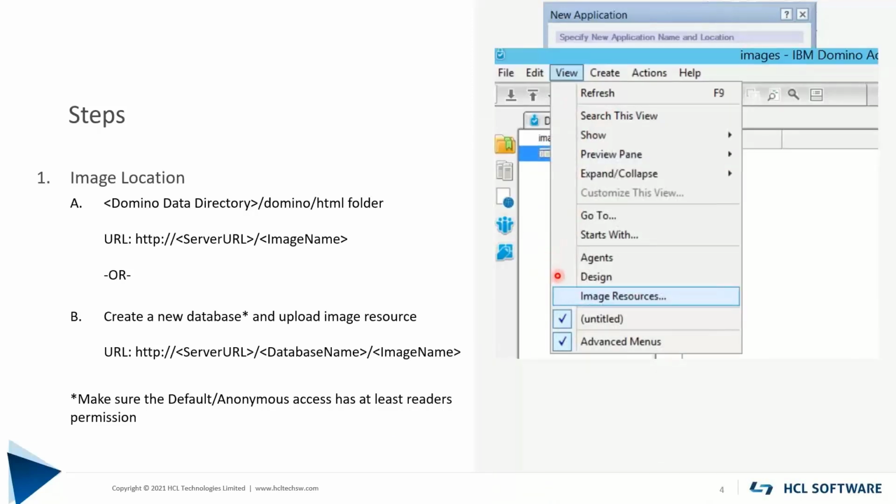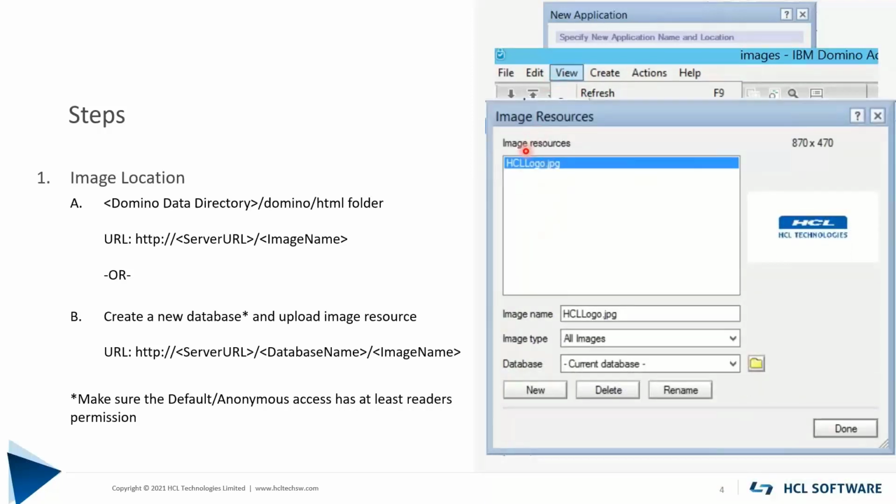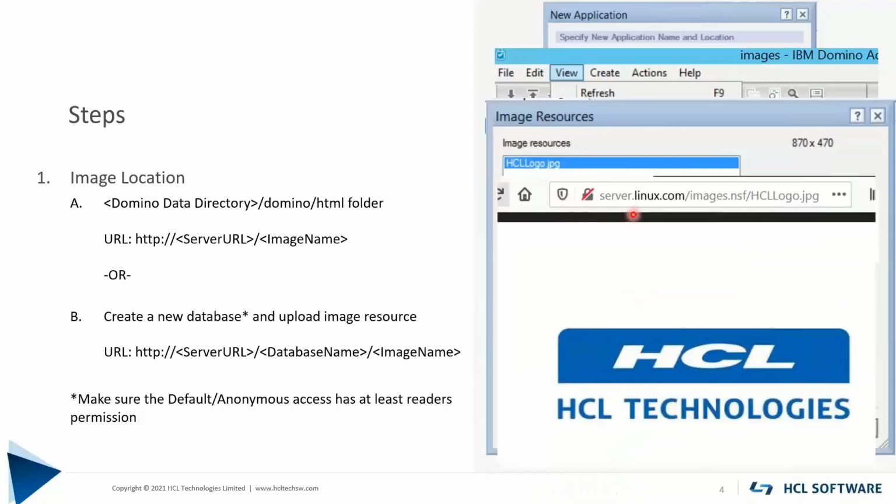Then to open the image resource, I'll need to open the database, then view image resources. Then on that window, I can upload a new image resource, which is this one, hcllogo.jpg. So to access it, I'll need to have the database name slash the image name.